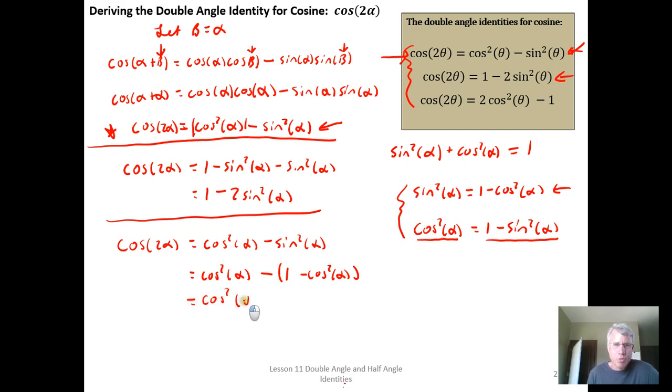So we get cosine squared alpha minus 1, minus minus we get plus, cosine squared of alpha, and we get the cosine squared of alpha being added 2 times, so we get 2 times the cosine squared of alpha minus 1 is equivalent to the cosine of twice alpha, which establishes the final double angle identity.